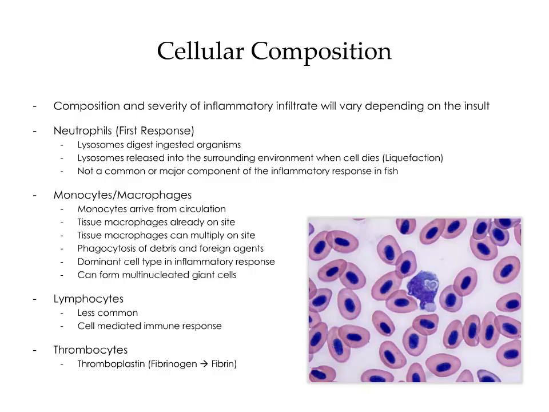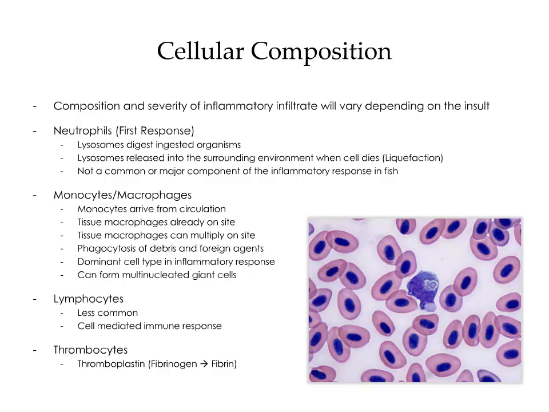Monocytes arrive from circulation, whereas tissue macrophages are already on site. Tissue macrophages can multiply in situ, so it's not uncommon to find mitotic figures within areas of inflammation. Macrophages are the dominant cell type in the inflammatory response, and they're responsible for the phagocytosis of debris and foreign antigens. They can also form multinucleated giant cells.